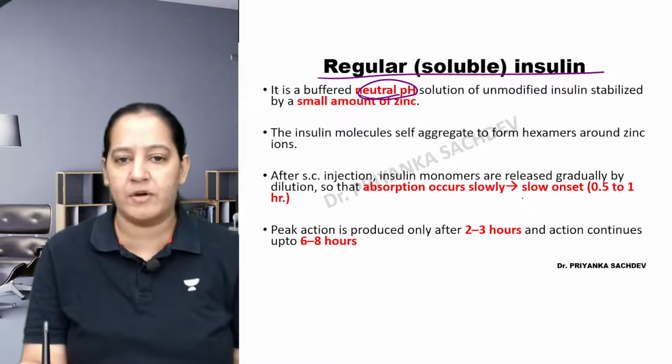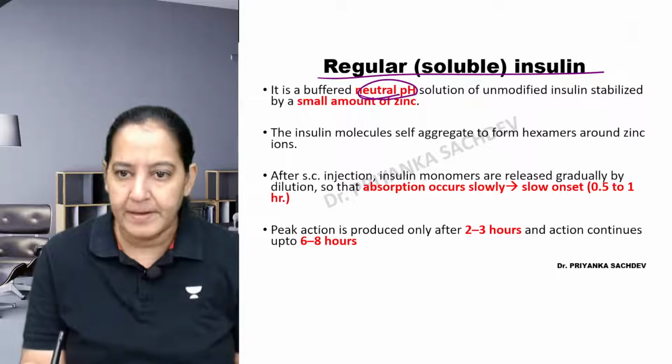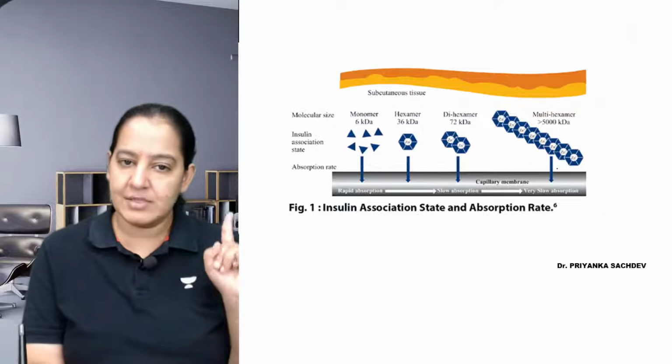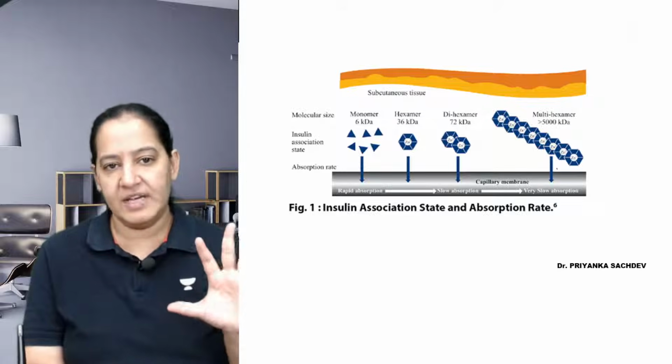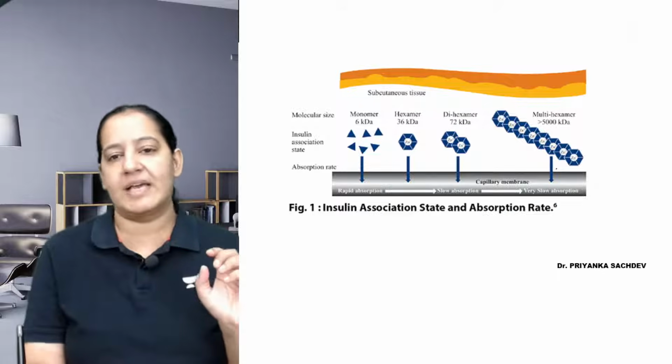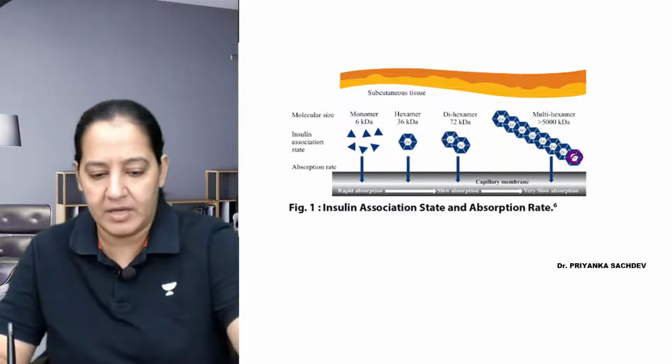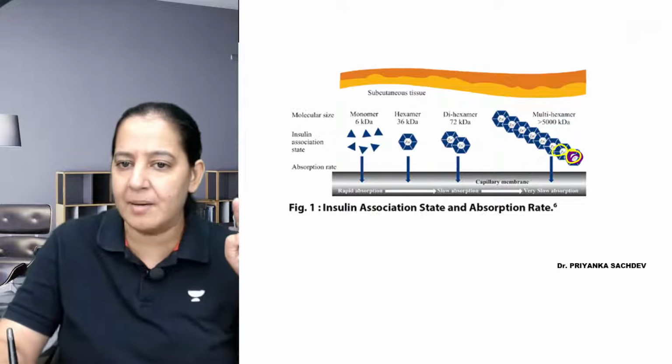I am saying a small amount of zinc. Let me see here. Can we see here in this diagram? You can see the insulin is given along with the zinc. So here the zinc is forming the hexamer along with the insulin. Can you see here? The zinc is forming the hexamer along with it.